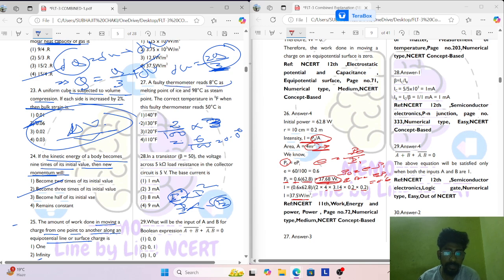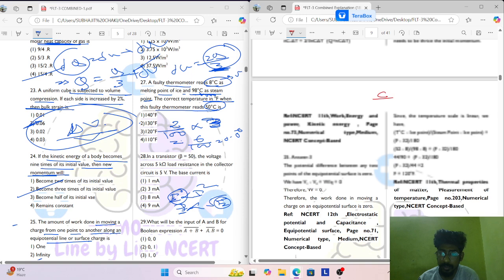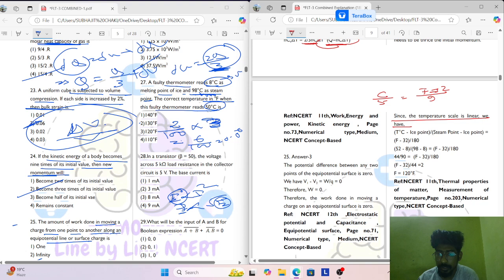The faulty thermometer reads 8 degree as the melting point of ice and 98 degree as the steam point. The real values are 0 degree and 100 degree. Find the correct temperature in degree Fahrenheit when the faulty thermometer reads 50 degree Celsius. We know the relation C by 5 equals F minus 32 by 9. I also know this formula: T degree minus ice point divided by steam point minus ice point equals F minus 32 by 180. Put the value, T is 50 degree.